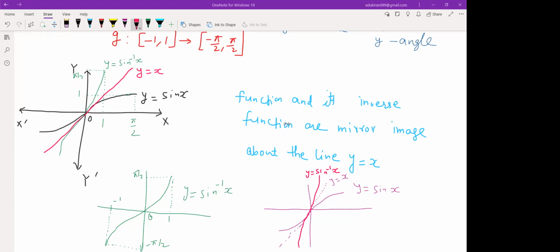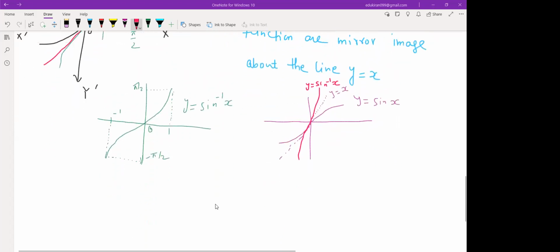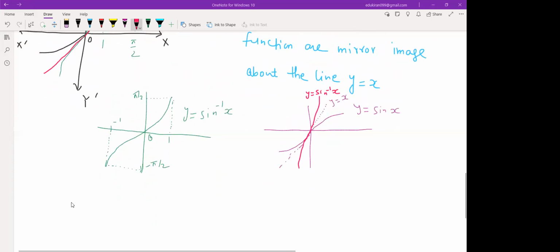Sir, here domain is on the y-axis? No, domain is always on the x-axis. So the domain will be on the x-axis and codomain on the y. Like if I give you a question, suppose sine inverse of minus root 3 upon 2. So what will you give as the answer of this?